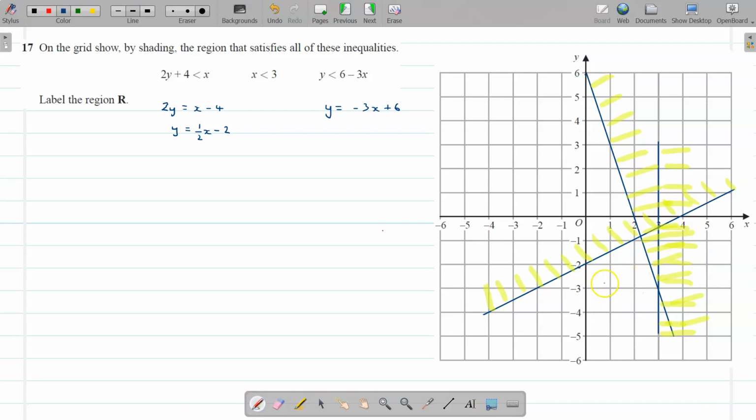I'm just going to put R in here, and I'm just going to state that it's the unwanted region shaded, because it's usually easier to do that, then you can see clearly what bit you do want. But they'll be looking for the R in that position in there.